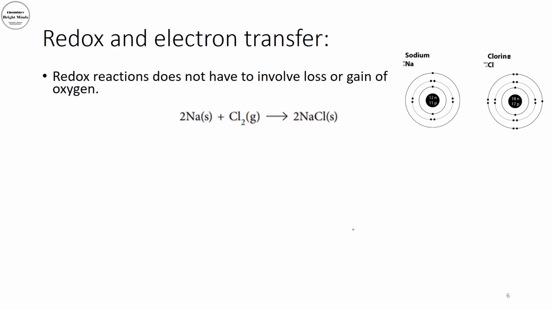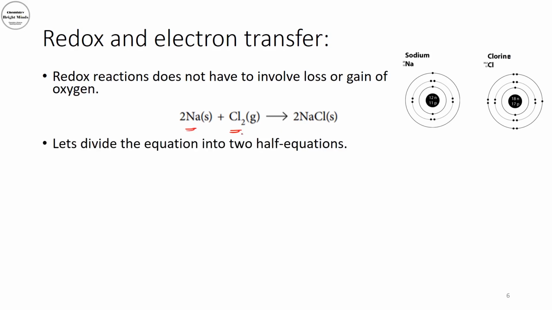Let's look at this example. In here, I have a redox reaction which doesn't involve the presence of oxygen. On the other hand, it involves electron transfer. This is why I will consider this reaction to be a redox reaction. So when sodium reacts with chlorine to form sodium chloride, a redox reaction happens, with a loss of electrons by the sodium and the gaining of electrons by the chlorine.